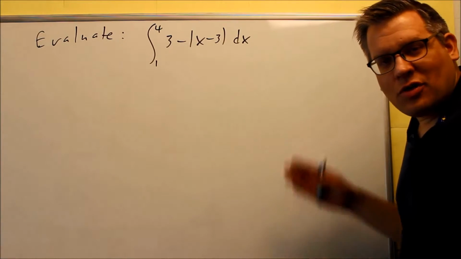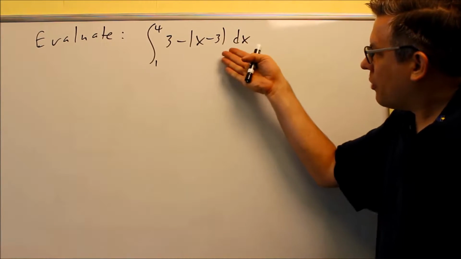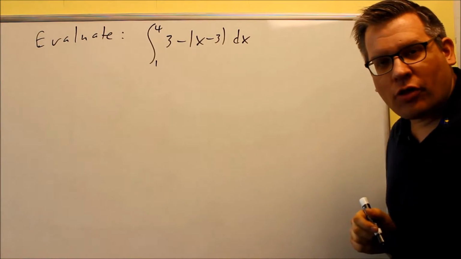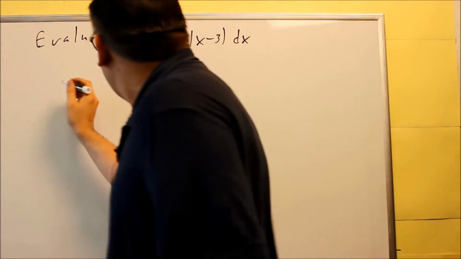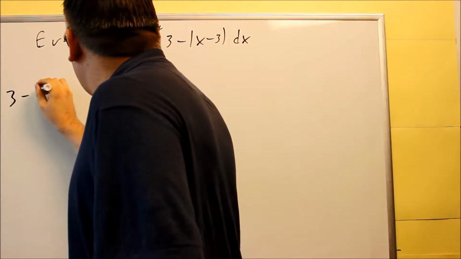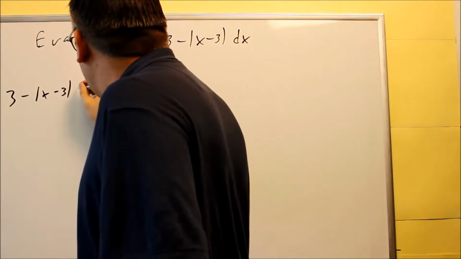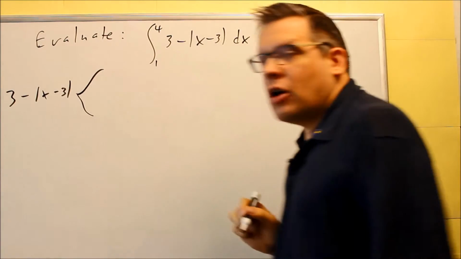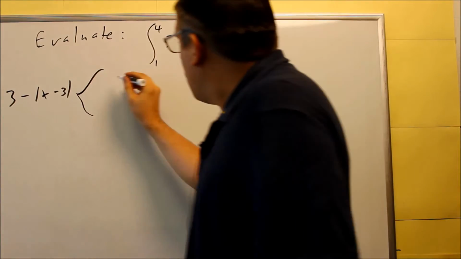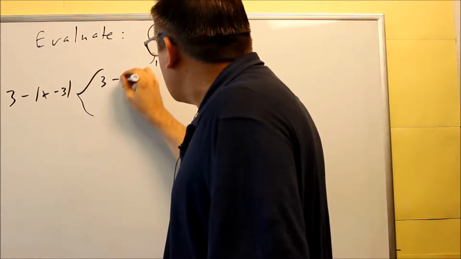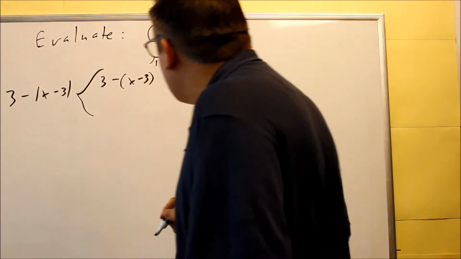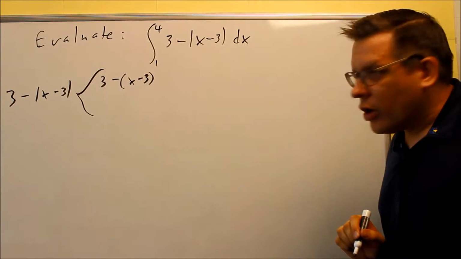When you work out an absolute value problem, remember that these are actually two different equations in one. So the first one we have, if I have 3 minus x minus 3, we know from the definition of absolute values that we have one that's going to be exactly the same. So I have 3 minus x minus 3. That's going to give us one of the equations.